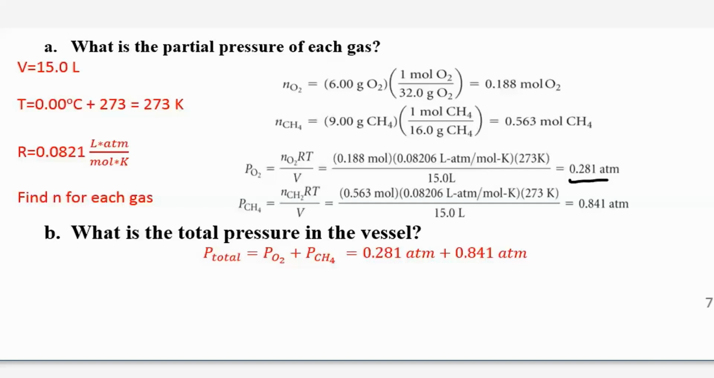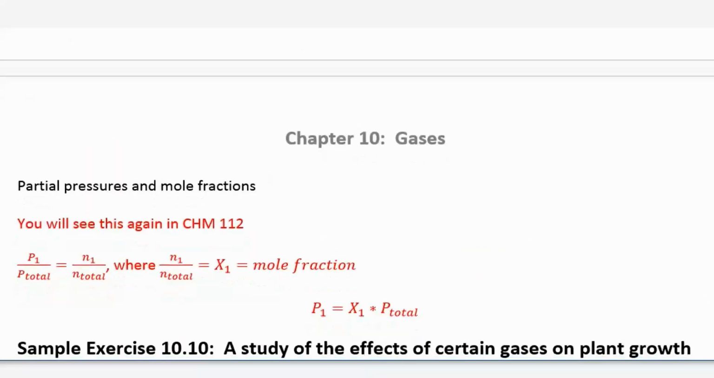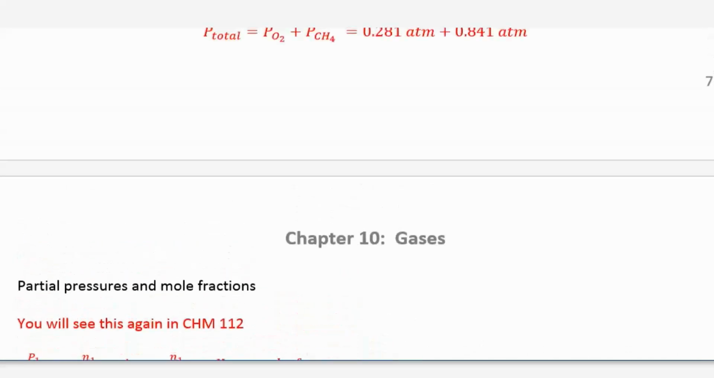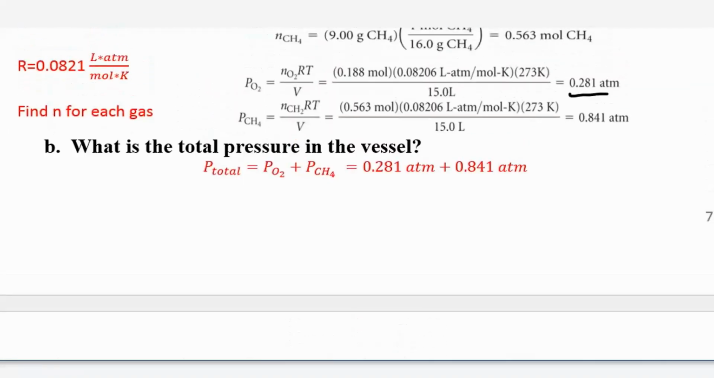The total pressure is just the sum of the partial pressures. So total pressure is the pressure of the oxygen plus the pressure of the methane, and so I just add those together, and I don't know what you get. When you add those together, I'm missing that number. I think you get 1.0 something. You work that out and we see what you get.